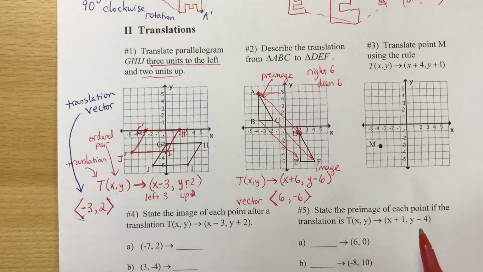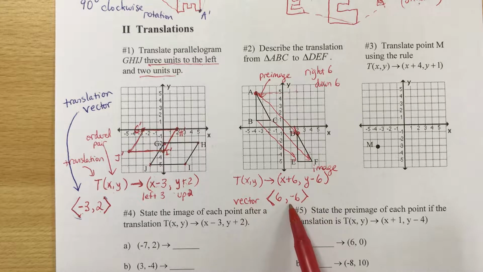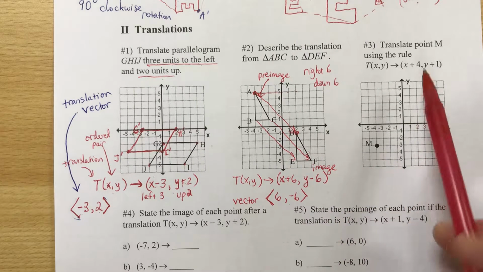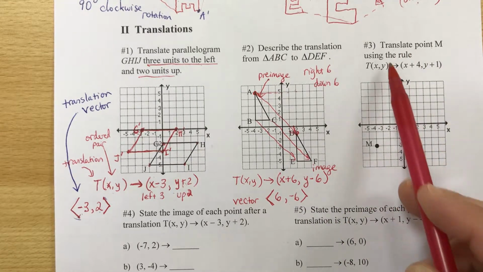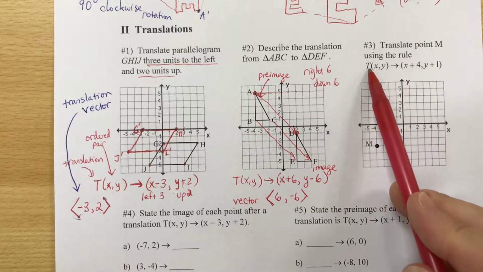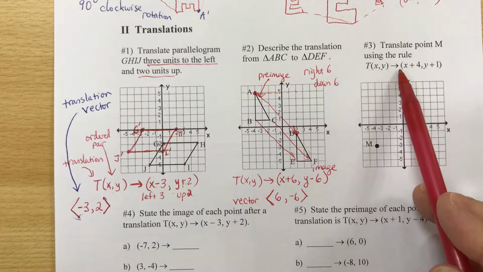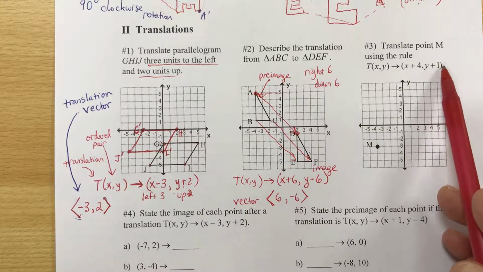Okay, so we're back for part 2 here. And again, we've learned 2 ways that we can describe this mathematically. We can describe a translation. Let's take number 3, translate point M. Here's point M, using the rule. Okay, so translation of xy, the change is going to be x plus 4, and then y plus 1.